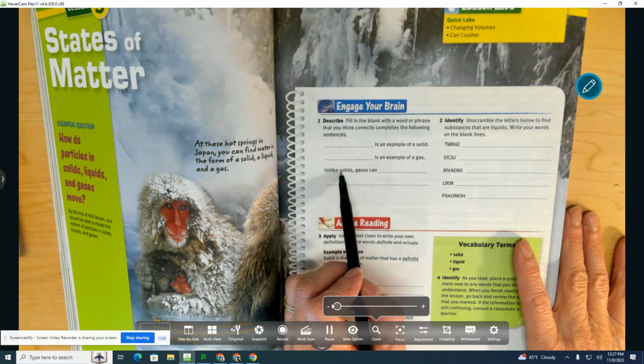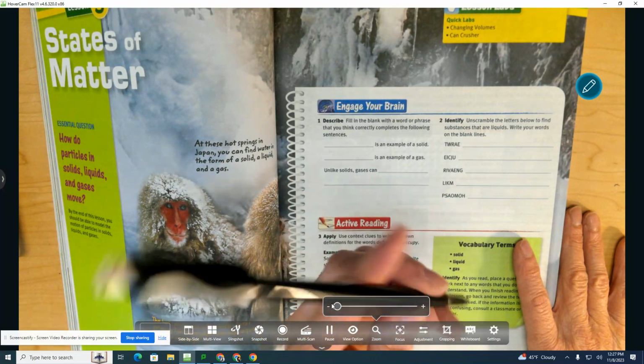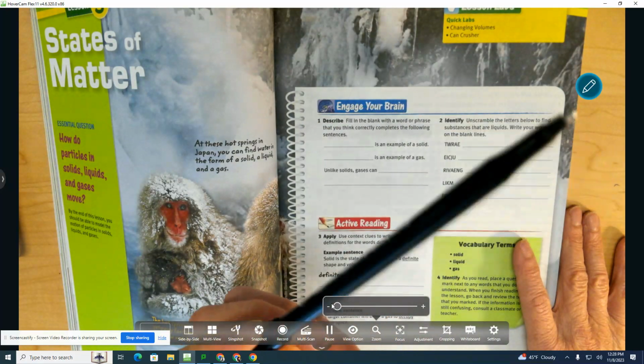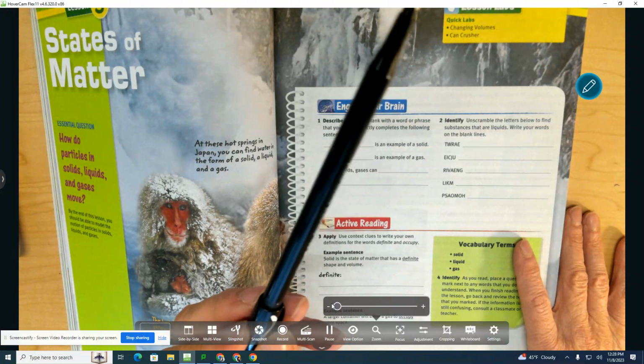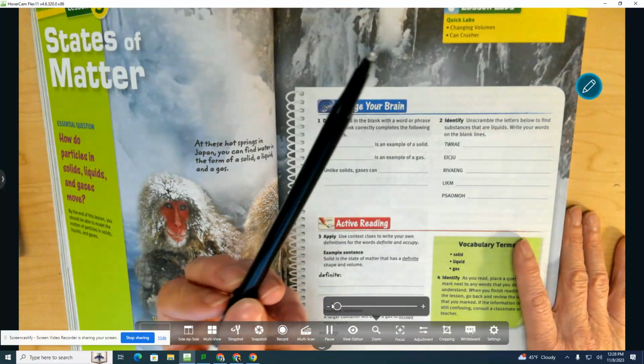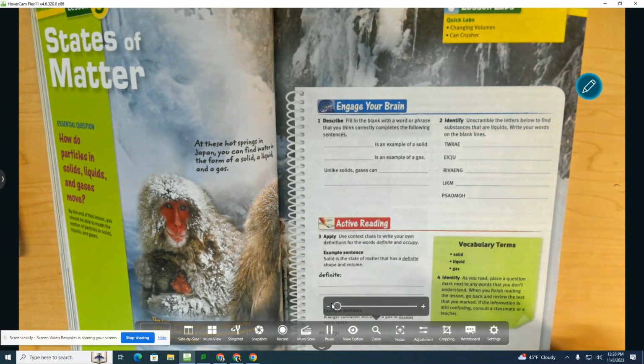And unlike solids, gases can blank. So I know that the pen that I'm holding here is a solid. Okay, so that would be a good example of a solid. And I know that this pen can't really move around a whole lot unless I force it to move. So I can pick it up and move it, but on its own, it can't really do much movement. Okay, but can gases? So think about gases. Can gases move freely? Well, if you think about wind and blowing. We're blowing through our mouths, we blow, and so we can force air to move. So unlike solids, gases can move freely.